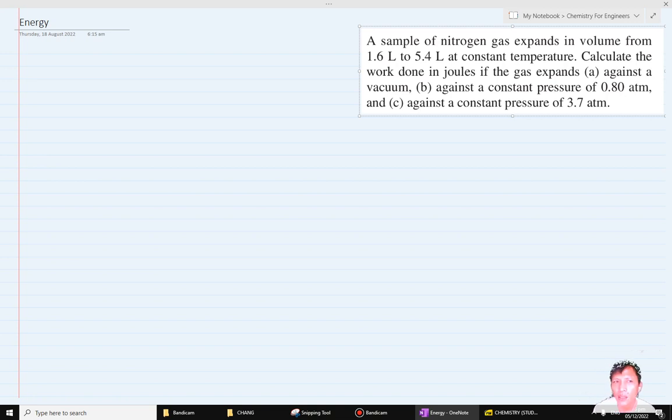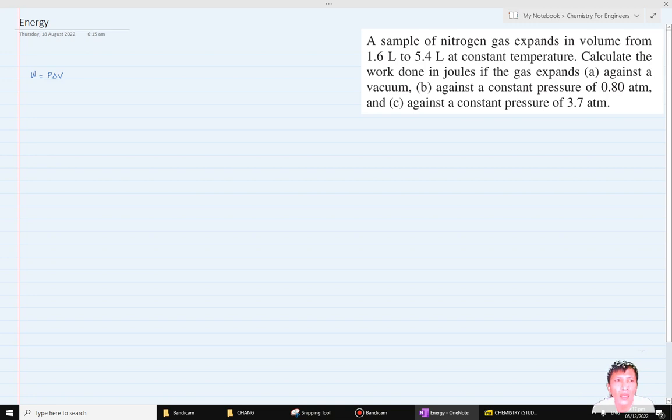For letter A, I guess it's similar to the others. Our working equation would be the same, of course, for all three. So, work done is equal to P delta V. If the volume is expanding and the pressure is constant, the change is in volume.